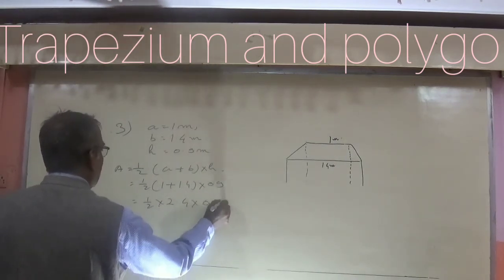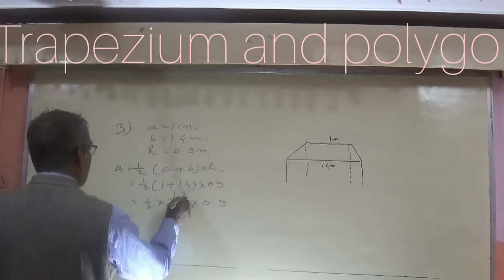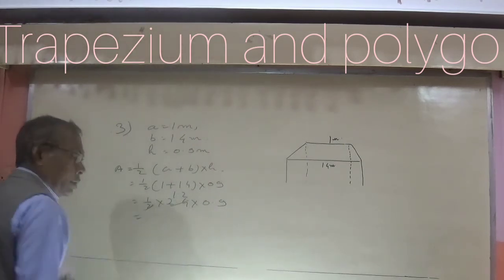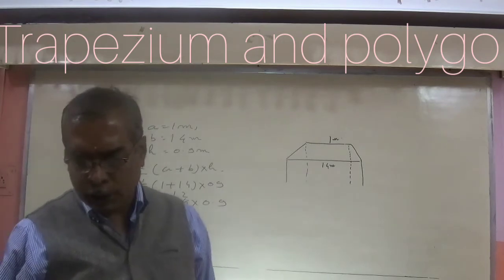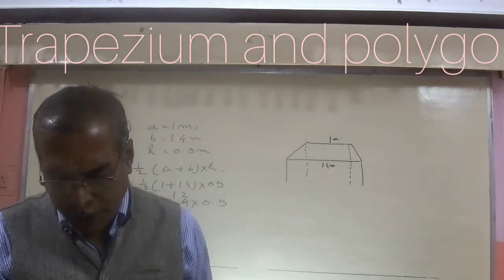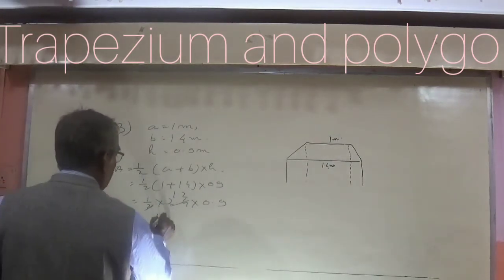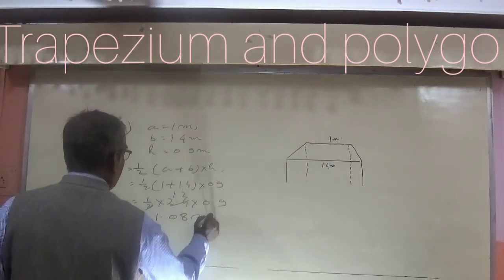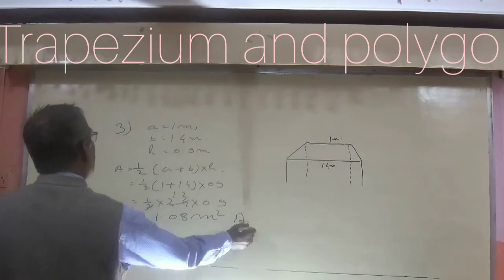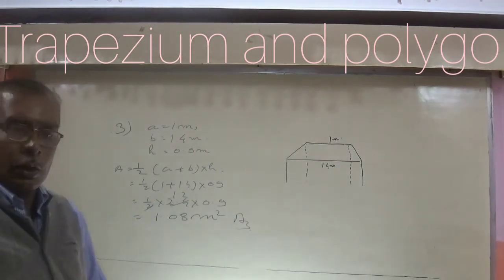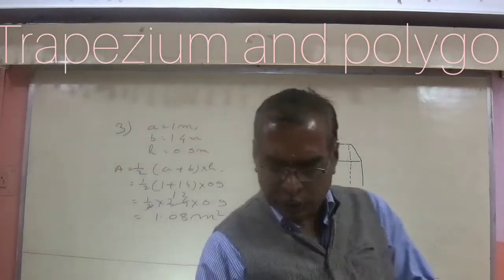Which is equal to half into 2.4 into 0.9. After the multiplications, I am finding it is coming as 1.08 meter square, and that will be your answer. Okay, so this is the second question.